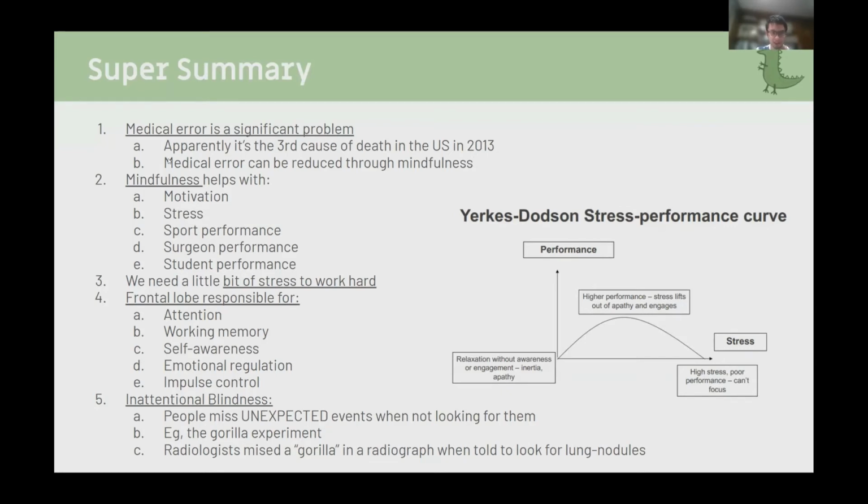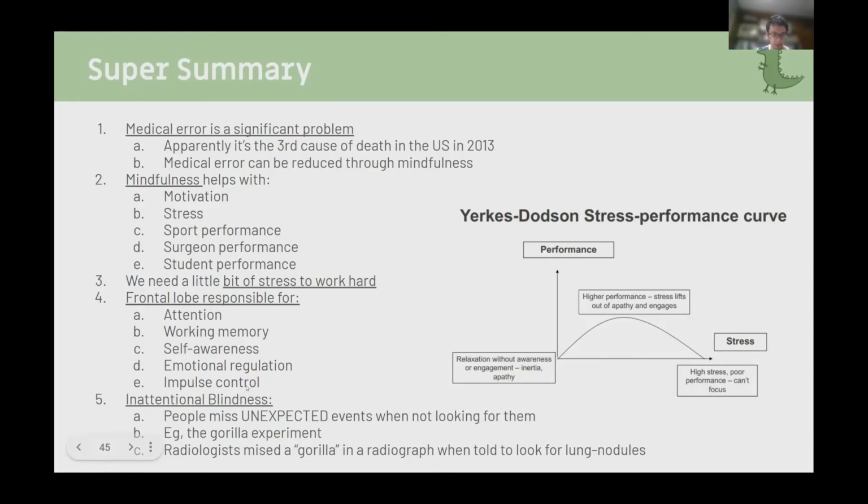So this is essentially saying medical error can be reduced through mindfulness. So mindfulness can help with motivation, with stress, and with performance. This is all true. We need a little bit of stress to work hard. The frontal lobe is involved, which is responsible for attention, working memory, self-awareness, emotional regulation, impulse control. So what would I remember from this? Remember that medical error is a significant problem. Mindfulness is the answer to everything. And this keyword of inattentional blindness.